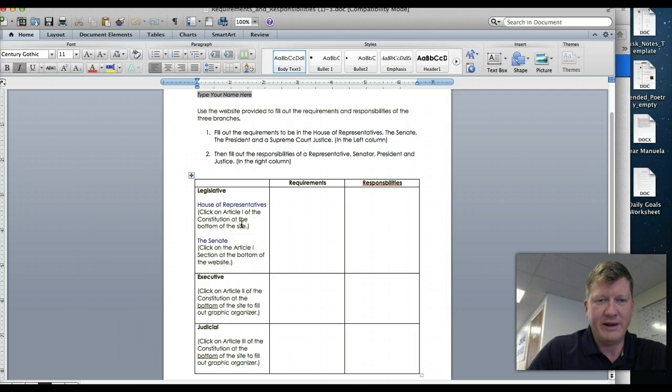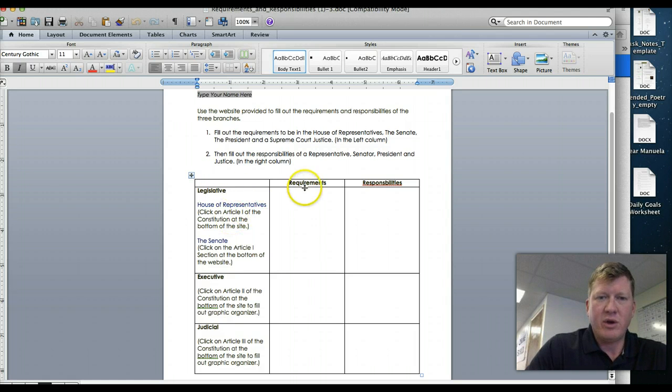In a five paragraph essay, that would be your first body paragraph. The executive branch is in Article 2, that would be your second body. And then judicial would be Article 3, your third body. The founding fathers set up the Constitution this way, so you can easily see the outline. For example, you're going to look up the requirements and the responsibilities of the legislative branch, the executive branch, and the judicial branch.